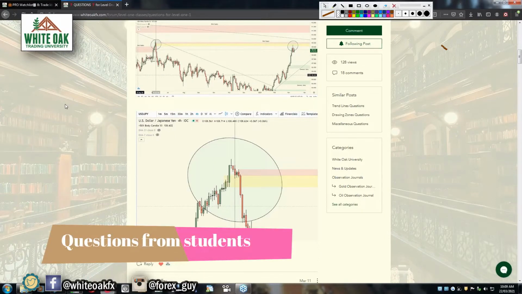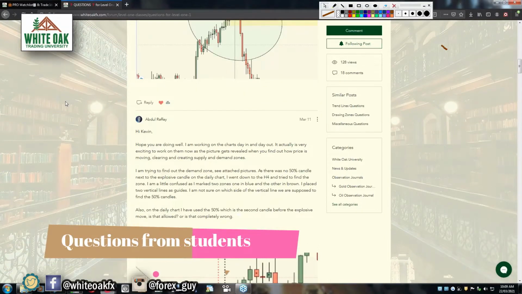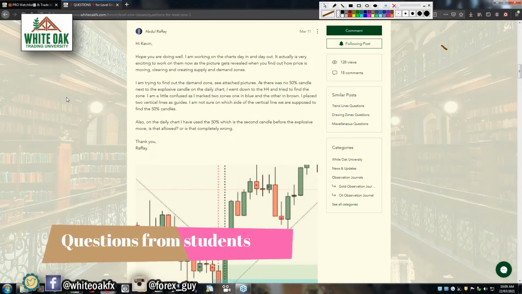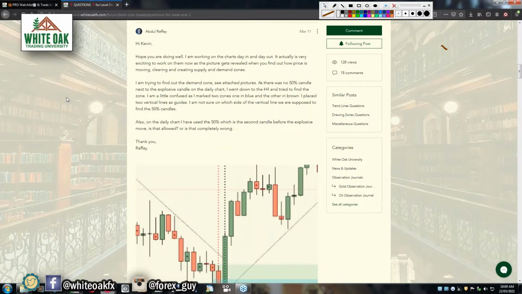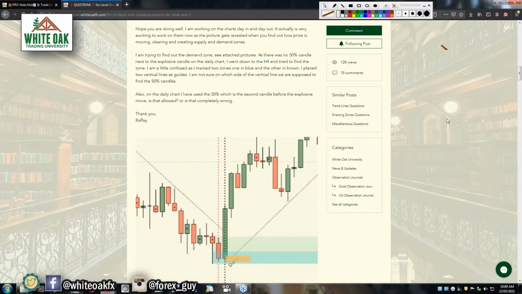What about the second question? Hope you are doing well. I am working on the charts day in and day out. It actually is very exciting to work on them now as the picture gets revealed. When you find out how price is moving, clearing and creating supply and demand zones, I am trying to find out the demand zone. See pictures as there was no 50% candle next to the explosive candle on the daily chart.